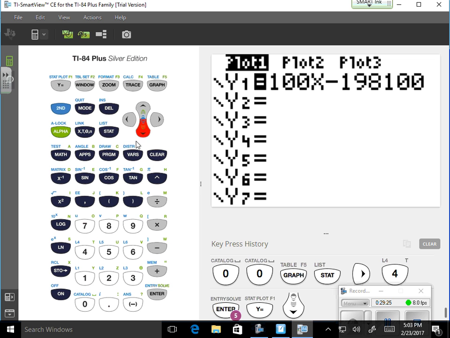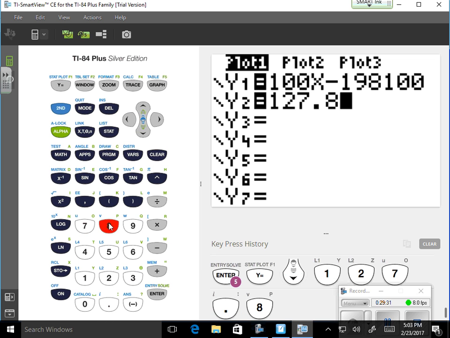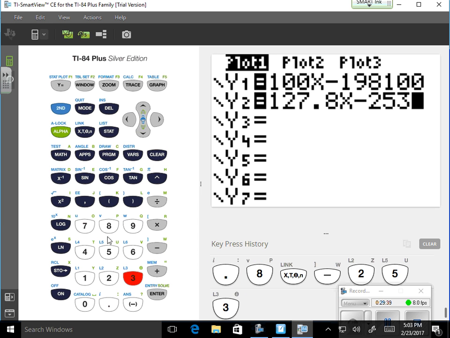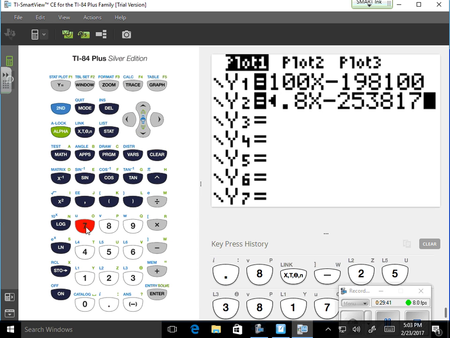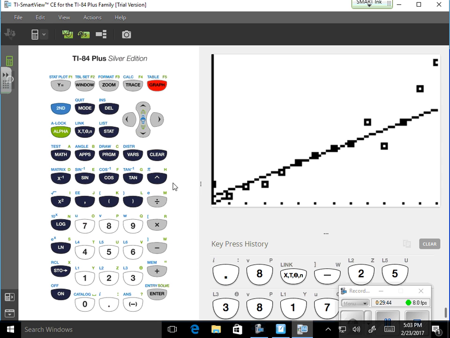All right, 127.8x minus 253,817. Graph. Okay, both of those are pretty close.